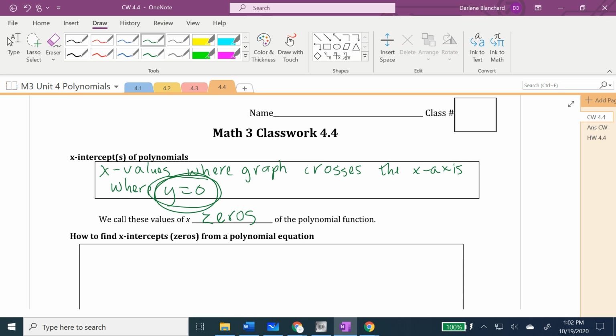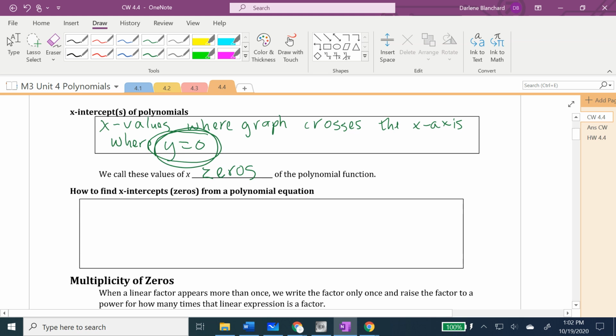So if they happen to be where y is equal to 0, and I ask you to find the x-intercepts, then you're going to take your polynomial function, you're going to set it equal to 0, and you're going to solve that equation.